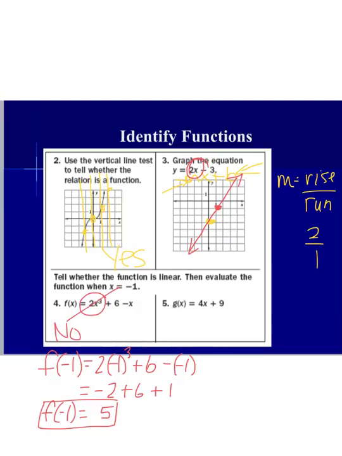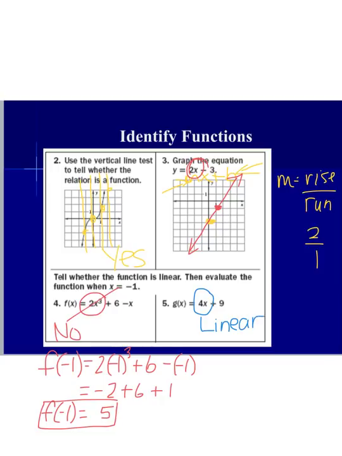Okay, on this last example, this is your secret example. So when you do your form, it's going to ask you about the secret example, and that's what this last one is. So determine if this one is linear. So again, we're looking at the x value. The highest degree of the x is 1. So this one is in fact linear.